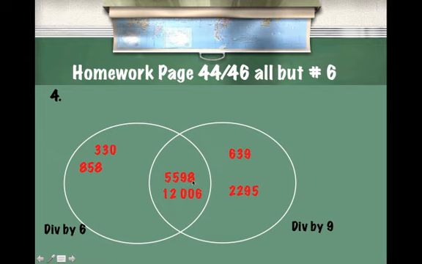This number is also divisible by 2 and by 3, so it has to be divisible by 6 as well. The same can be said for 12,006. The last two numbers are not divisible by either 6 or 9.